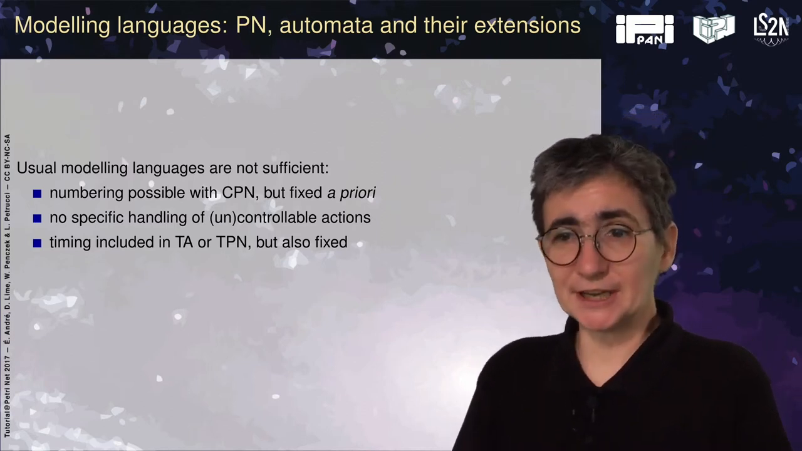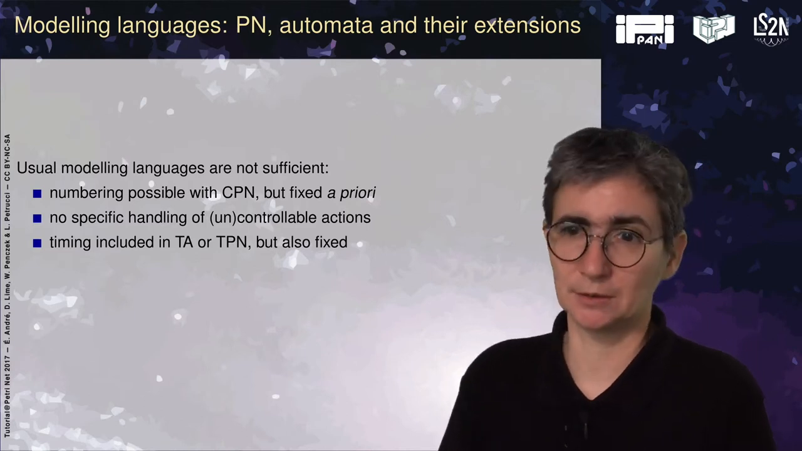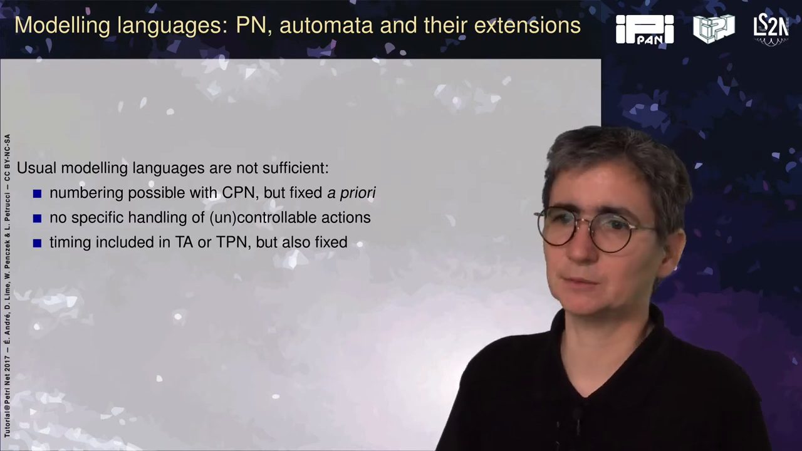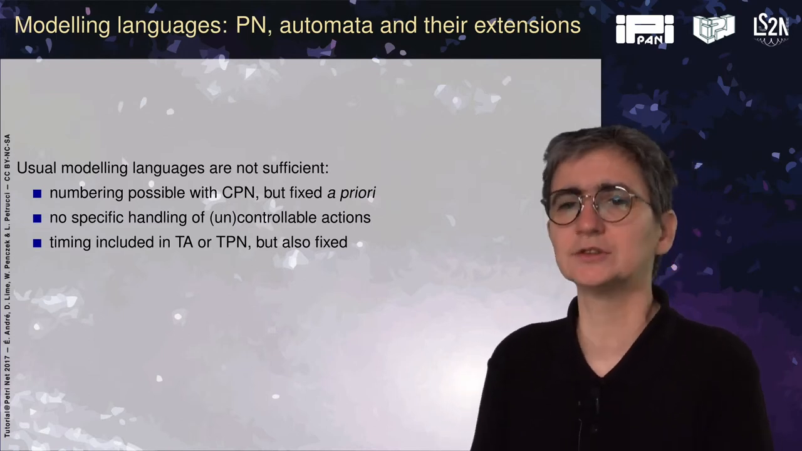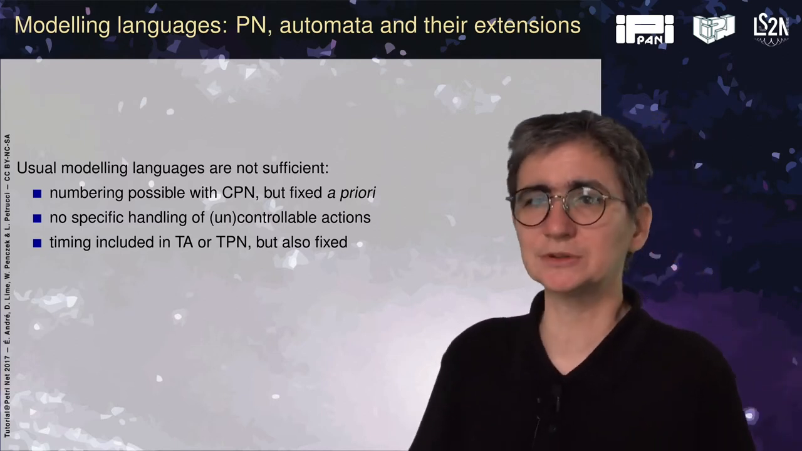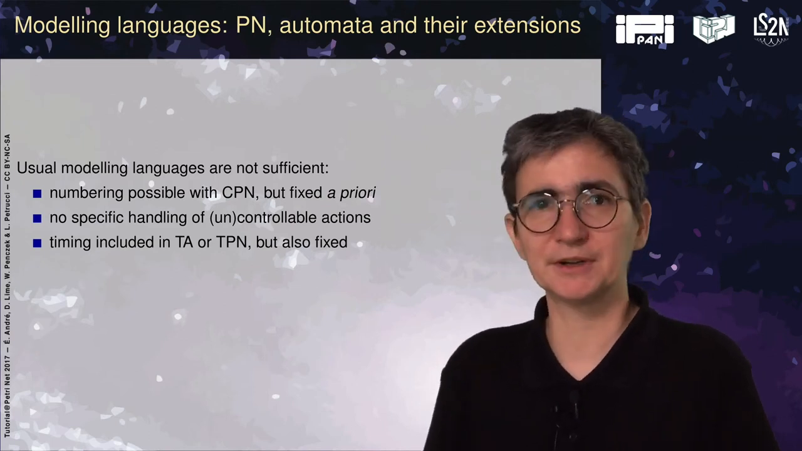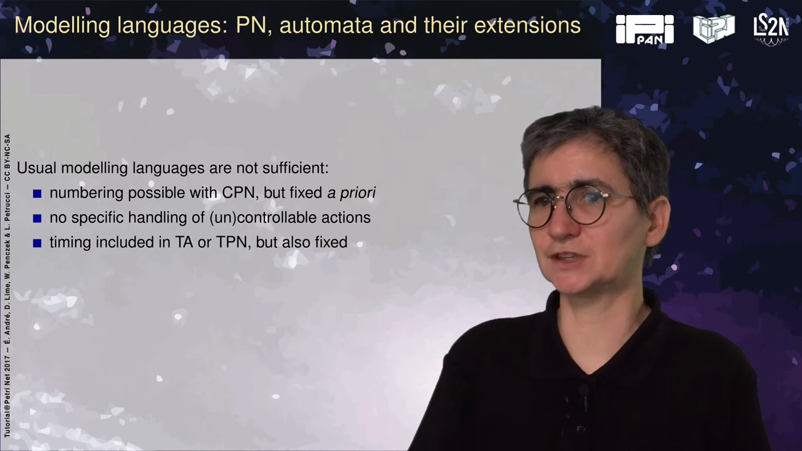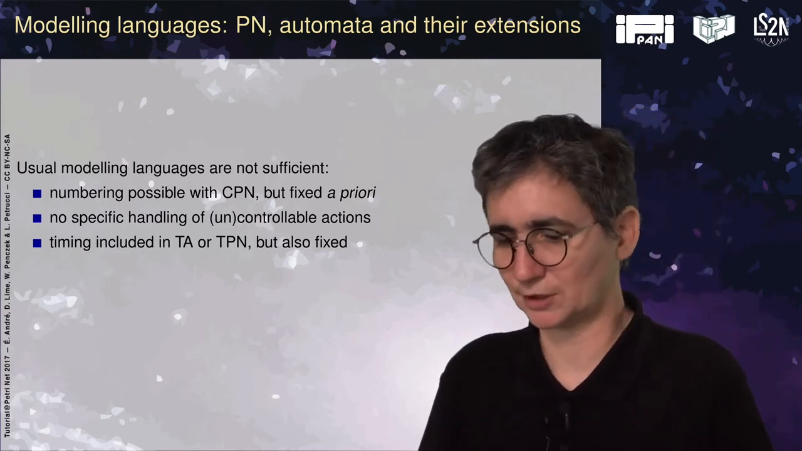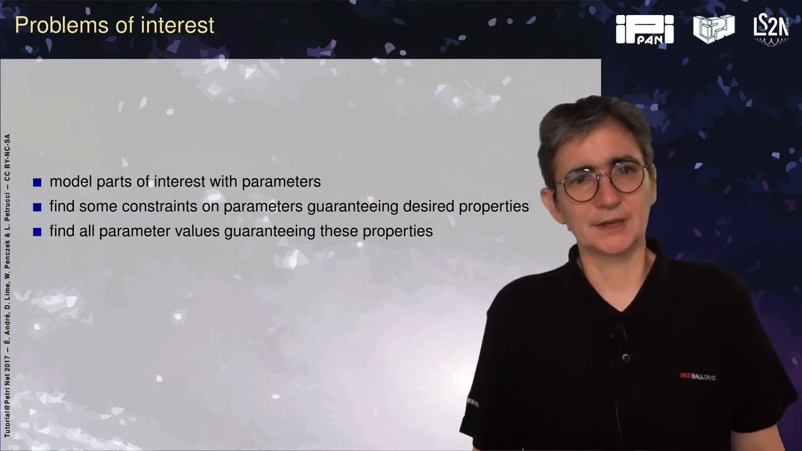There's no specific handling of uncontrollable actions, so you have all your actions that are present in the model, and in general you can't say whether the action is controllable or not. And the timing is included in timed automata or timed Petri nets, but it's also fixed. You can't say my timing will vary from this time to that time, so you need to know it in advance as well. So in our case, we want to have these as parameters.